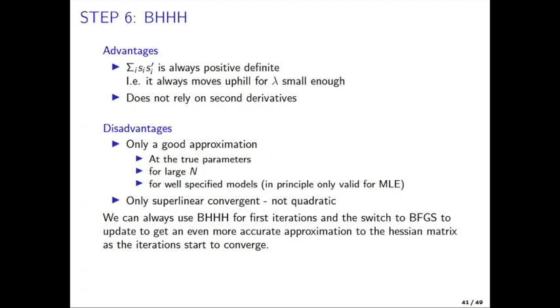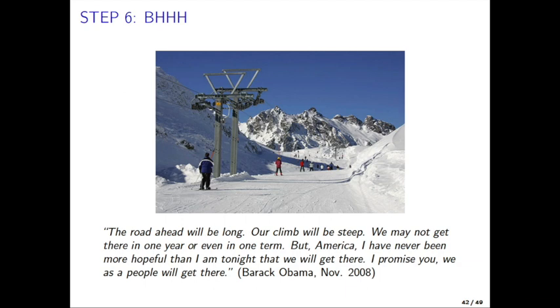Another thing is it's only superlinear convergence, not quadratic. But I would say these problems are definitely second order when the alternative is that you move away from the maximum. So you can always use BHHH for the first iterations and then switch to BFGS or even Newton with a full Hessian update as you get closer to the maximum, if you want to fine tune your algorithm.